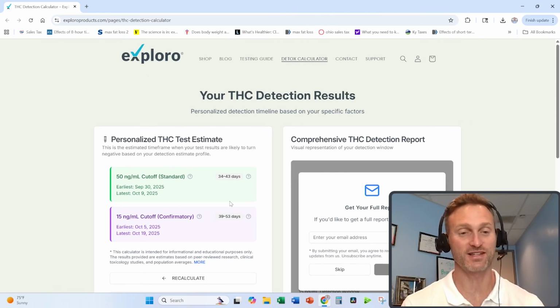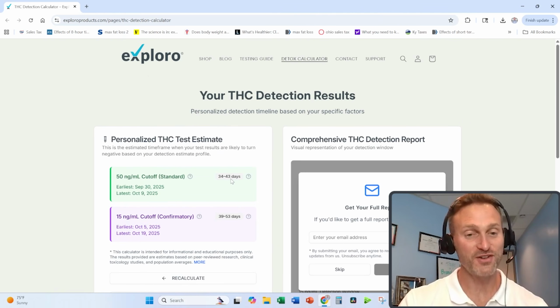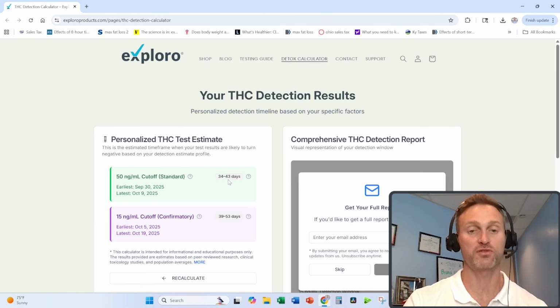34 to 43 days. That's actually pretty close to right on. I promise I did not do this beforehand. I was picking these things as we went along. 30 to 43 days is pretty accurate. Again, this could be up to 90 days.